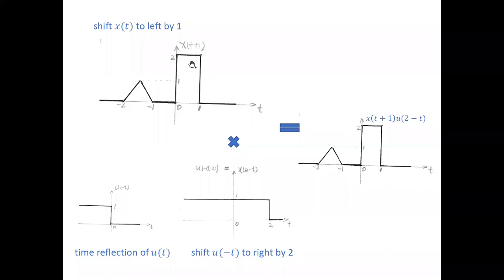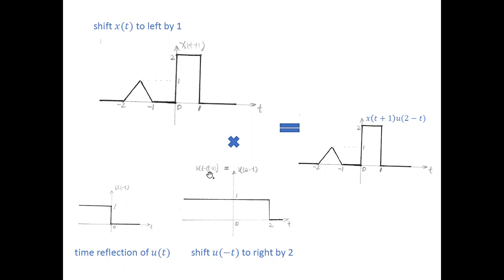The next one. So x of t plus 1 is the time shift of x of t to the left by 1 unit. So this is the time shift. U of 2 minus t also involves a two-step transformation. First, we have u of minus t, which is the time reflection of u of t we saw on the last page. And u of 2 minus t, we can understand it as this. First, we have u of minus t, and we replace t itself with t minus 2. That's why we have this small pair of round brackets around t minus 2. And then we get u of 2 minus t.